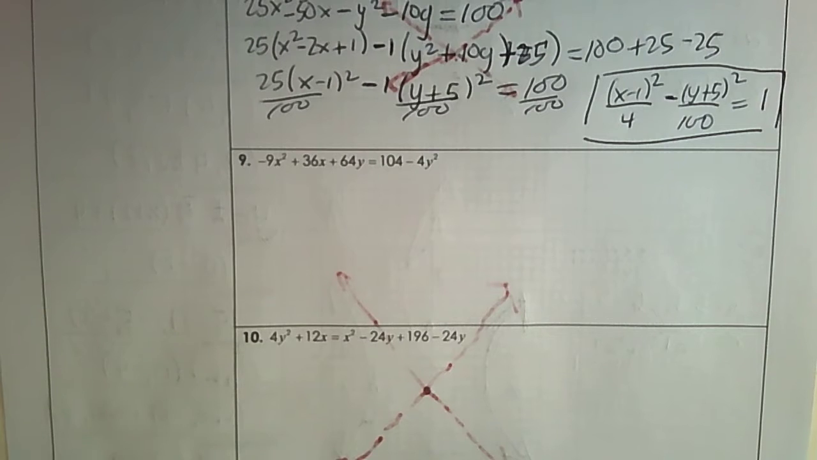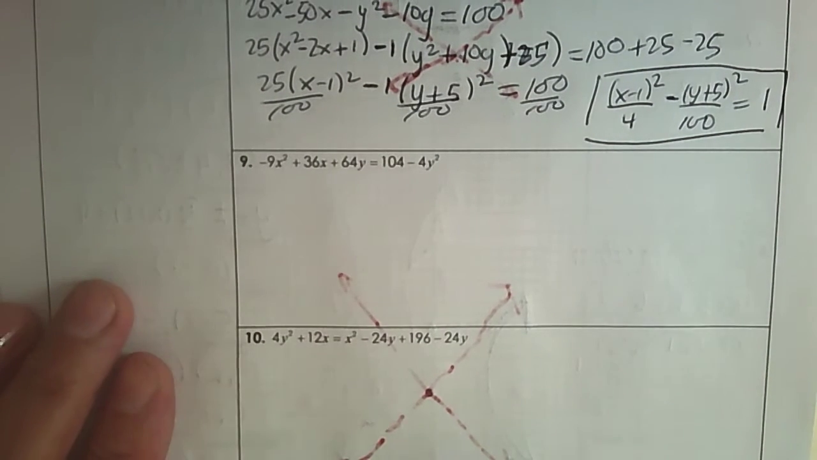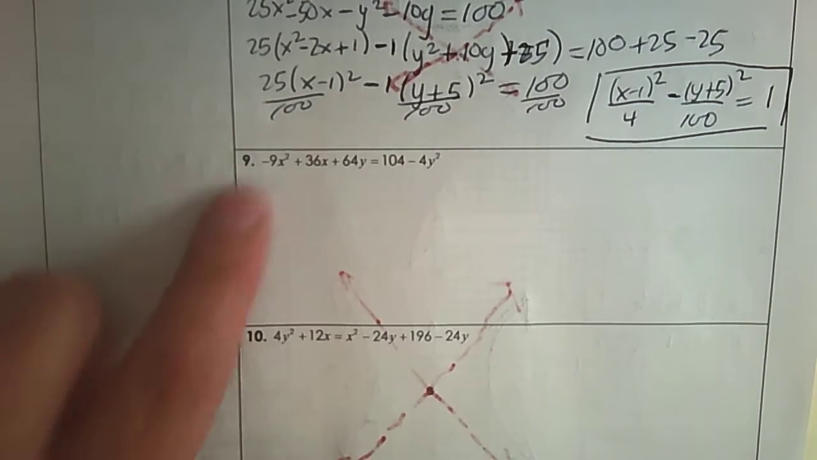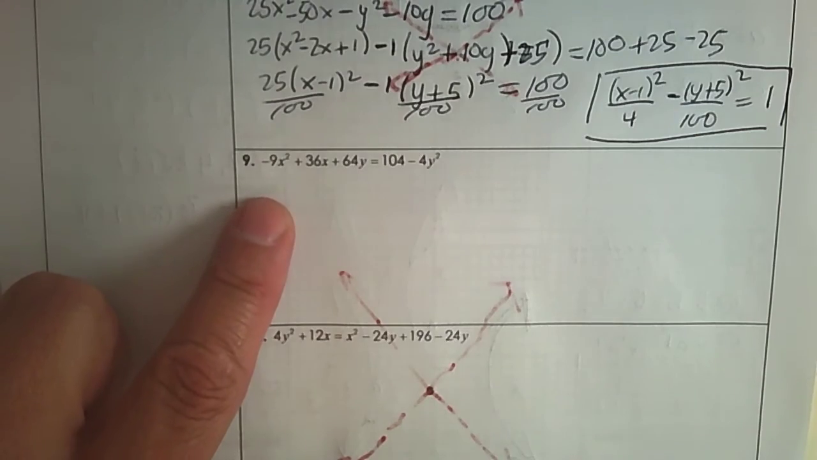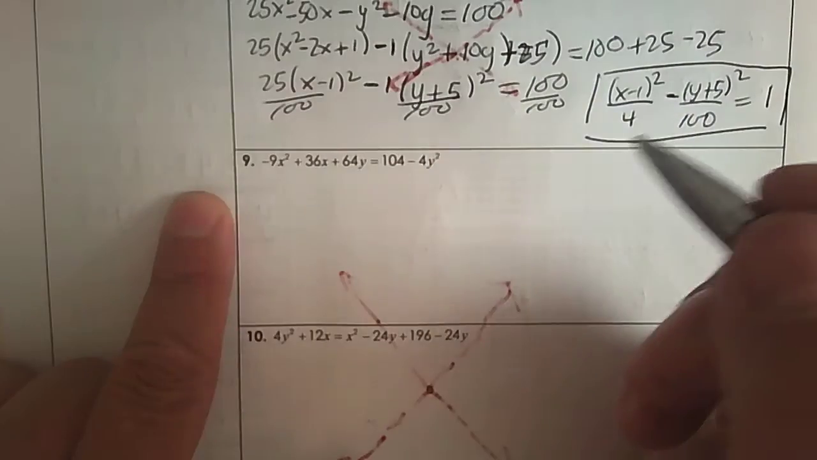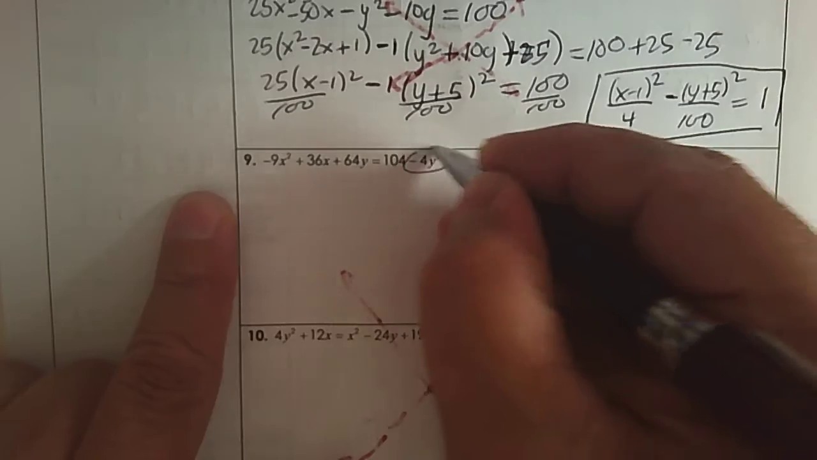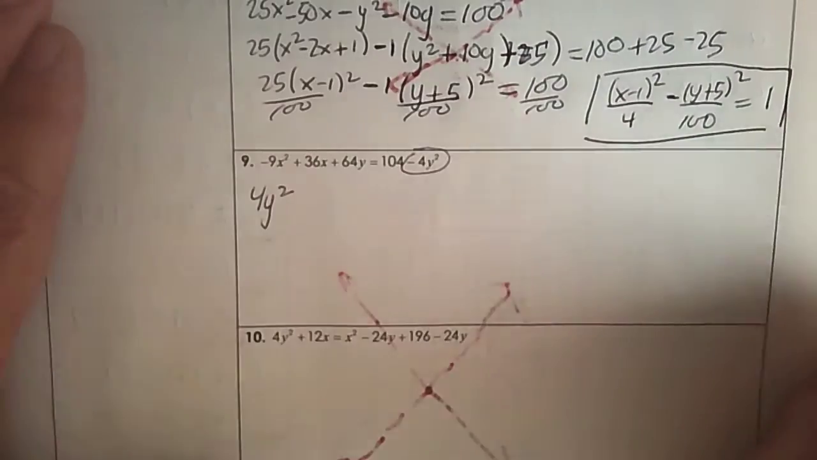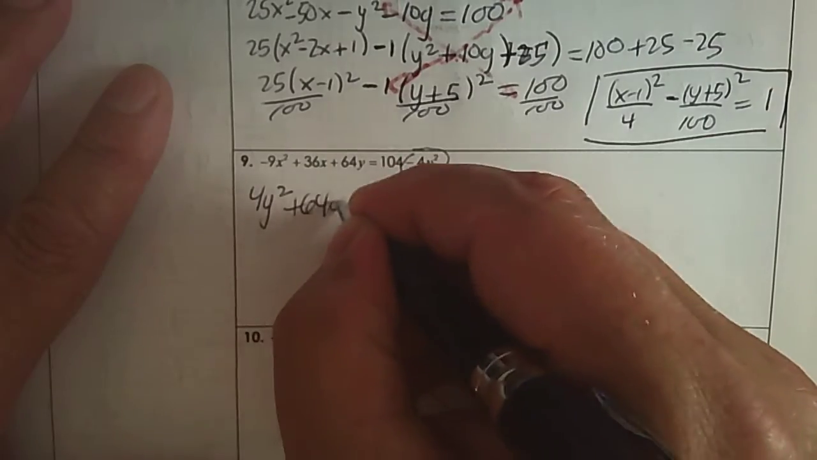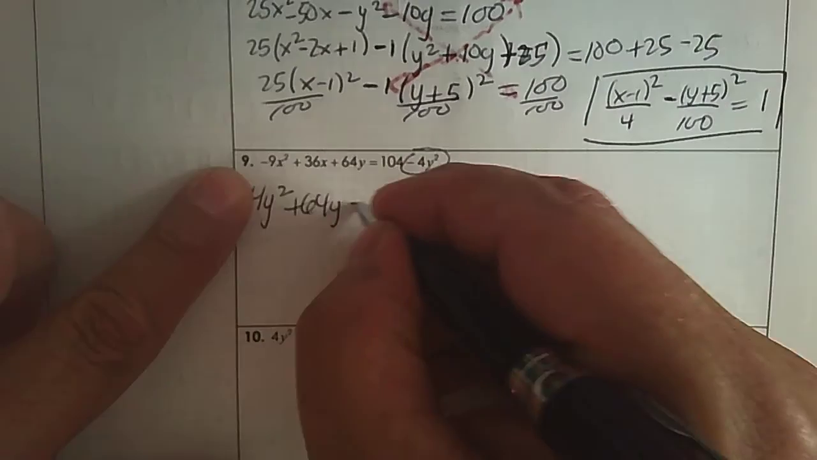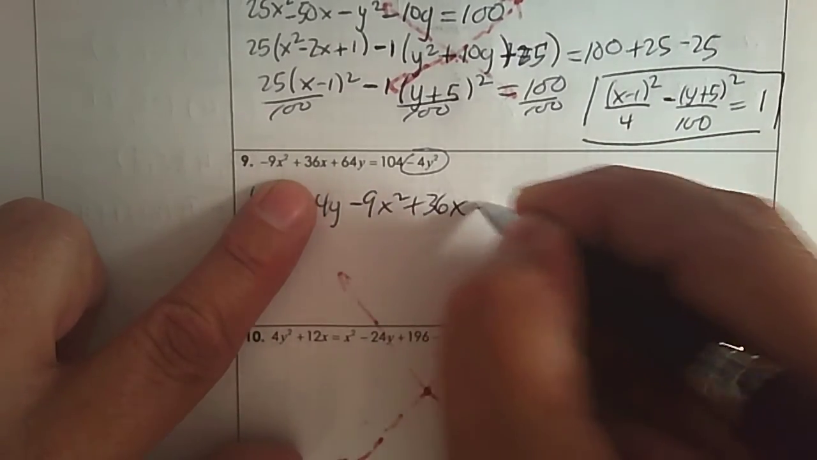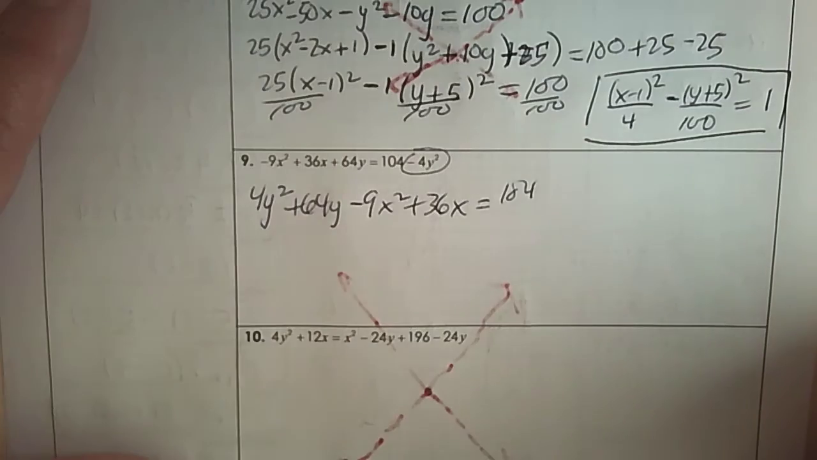Two more. Well, again, we're not going to do the eccentricity at all for here. So that, we'll just put a big X here. But just 9 and 10 in the lesson stuff. Can we write this in standard form? So the x's. Notice I want the positive quadratic term first. So if I add 4y squared, there's the positive quadratic term. Then we have 64y. For the x's, we have negative 9x squared and positive 36x. And that's equal to 104.